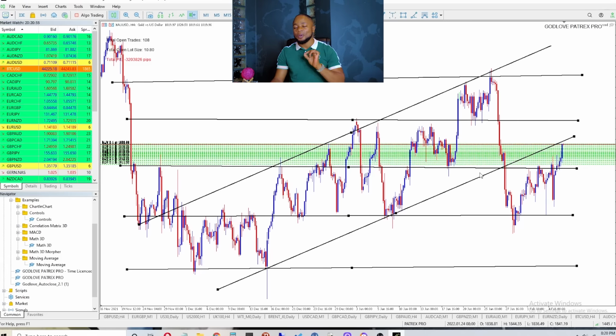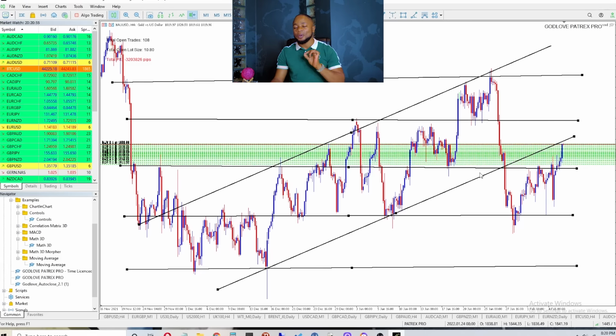Then after you've determined your killer support and resistance, that is where the most important thing comes in on how to start taking the trade. Because if you can check on my screen, I have too many trades on. It doesn't just mean I opened them at the same time. No, there are levels where I add. I don't just add trades at any level. No, there are particular levels where I only add, and I stick to the rules.